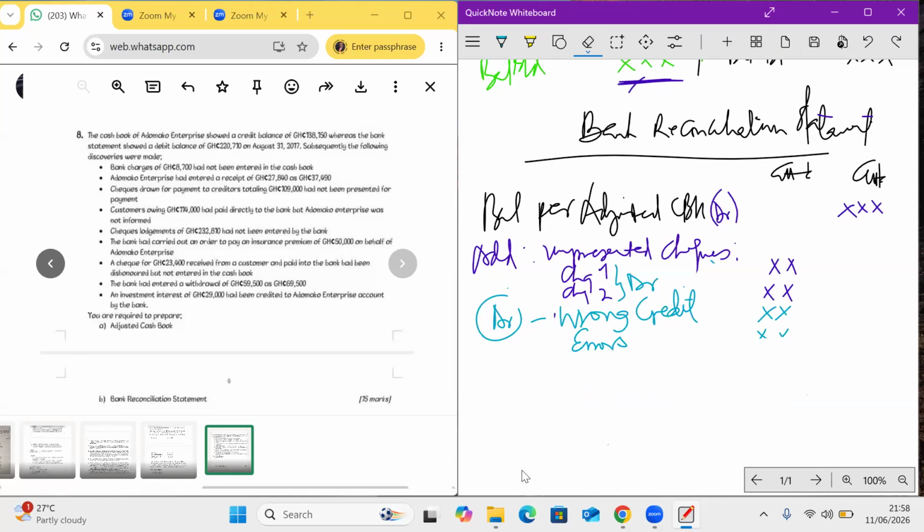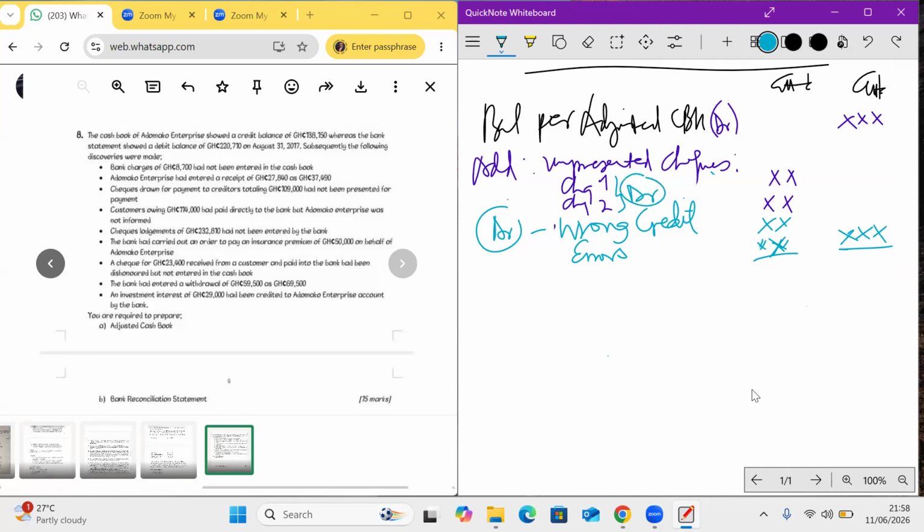After this, we will add all the figures here. When we add all of them, we will take the total to the right. Now, where did we pick the balance per the adjusted cash book from? We picked it from the debit side. I said that the first and the last are on the debit side, and the middle one on the credit side.